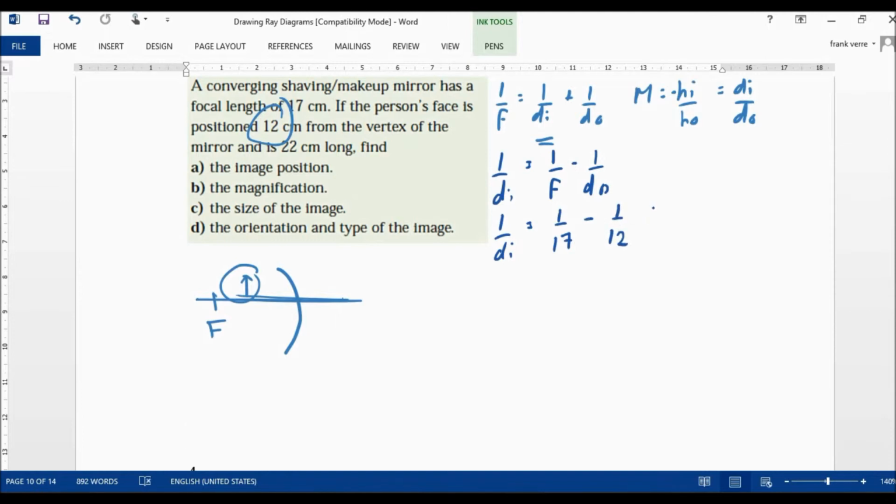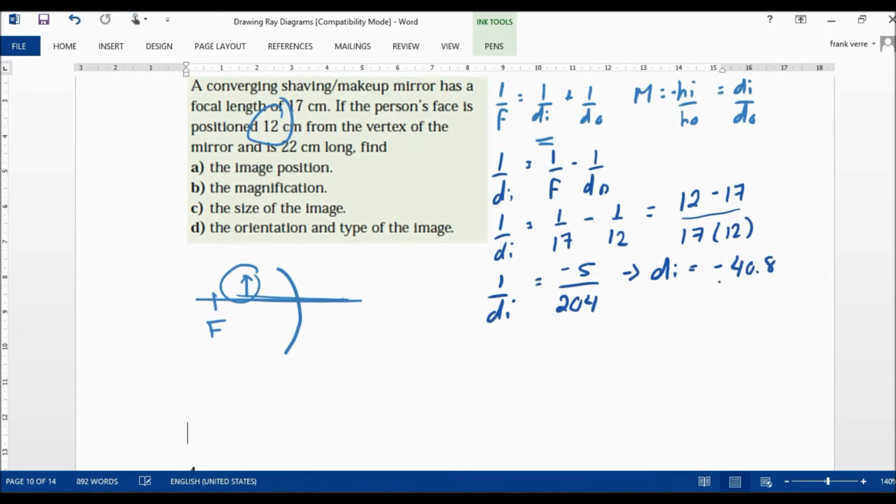Okay, and we're going to look for a common denominator. So we can cross multiply and say 12 minus 17 all over 17 times 12. So 1 over di is equal to 12 minus 17, which is negative 5, over 17 times 12, which is 204. Now we can rearrange for di, just flip it over, and you get an answer of negative 40.8. The negative sign indicates that the image is actually in the mirror. So it's in the mirror, it's a virtual image because of the negative sign.